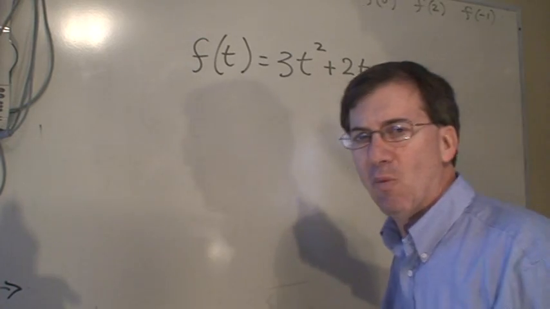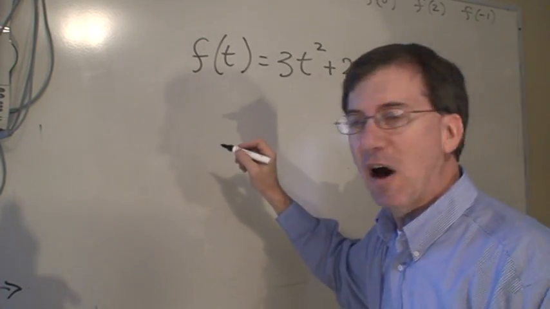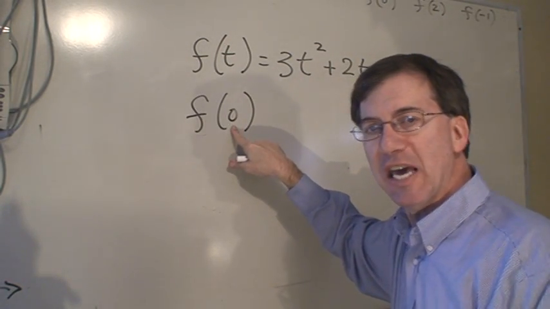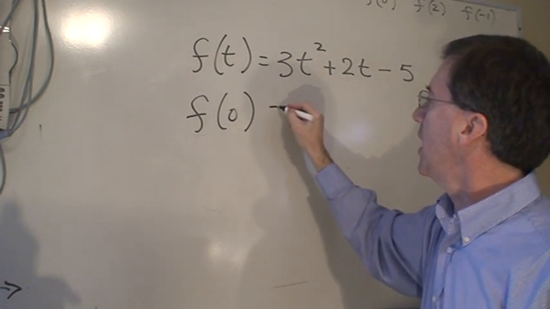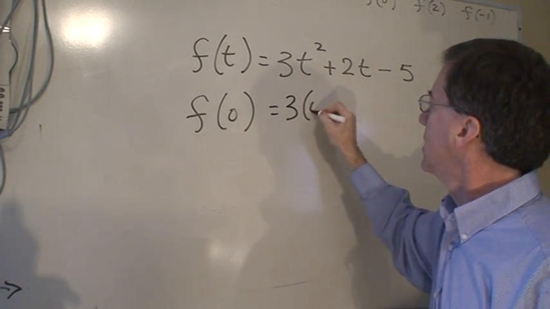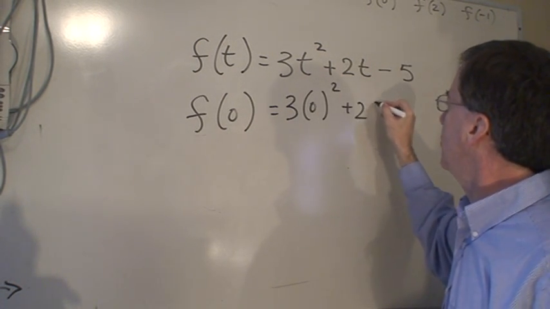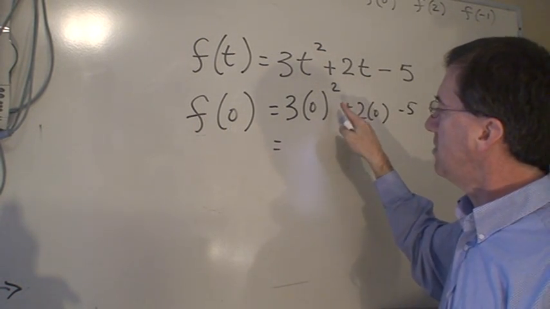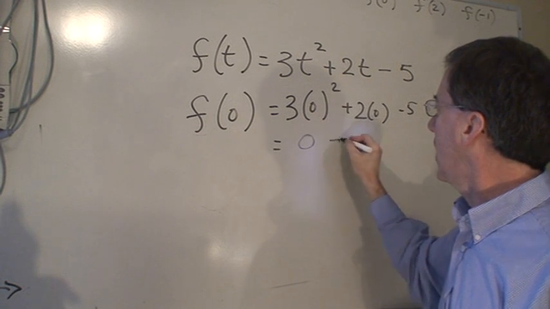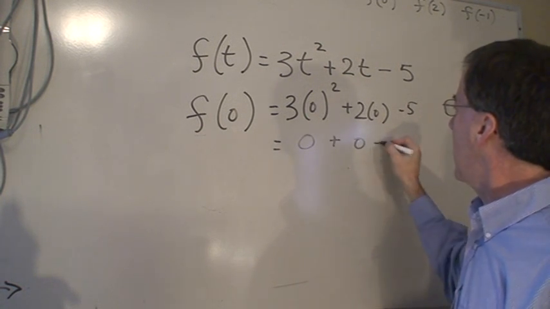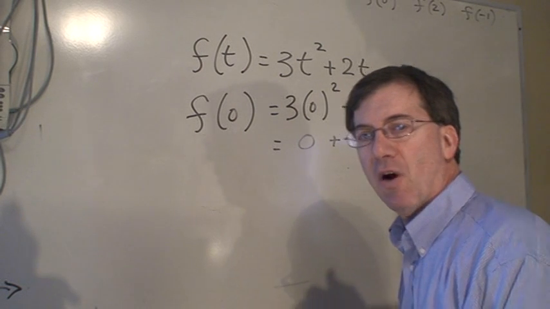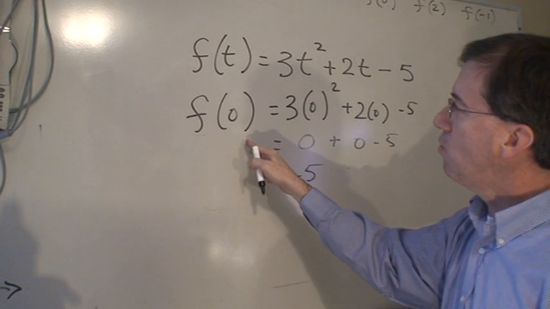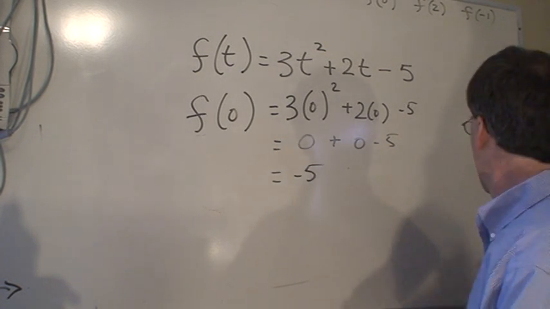And what do you mean by that? Well, let's look at something. Let's look at f of 0. F of 0, this just means that I plug in 0 for t, okay? So I'd have 3 times 0 squared plus 2 times 0 minus 5. That gives me 3 times 0 times 0. I'm going to get 0 here plus 0 here minus 5. So 0 plus 0 minus 5 is just a negative 5. So f of 0 would be equal to negative 5, okay?